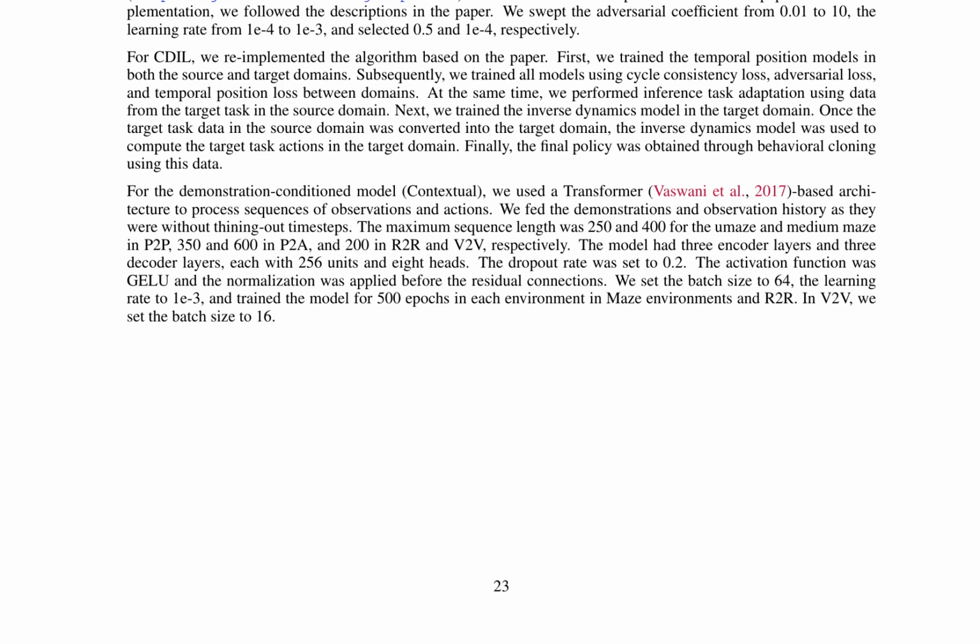Weight decay is used to stabilize the alignment and performance in P2P and P2A environments, with a coefficient of 1e-5. A Gaussian kernel is used for MMD, with a bandwidth of 1 in all experiments. The authors also normalize the distance by the average pairwise distance in a batch to mitigate the issue of decreased representation scale. The authors evaluate their approach on various environments, including maze, R2R, and V2V, and compare it with baselines such as GAMMA, CDIL, and Contextual.